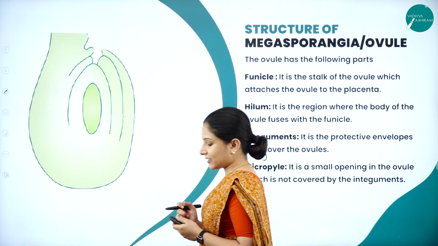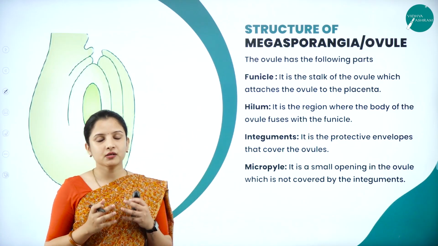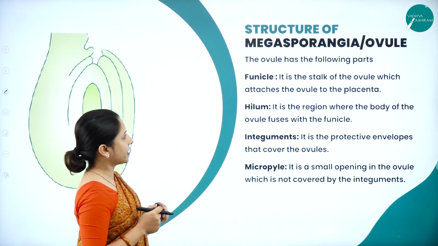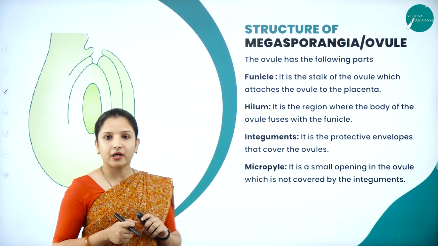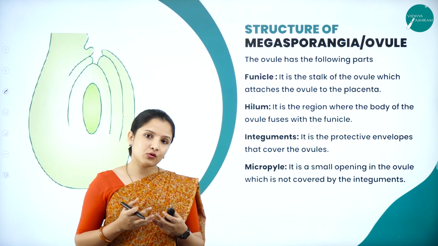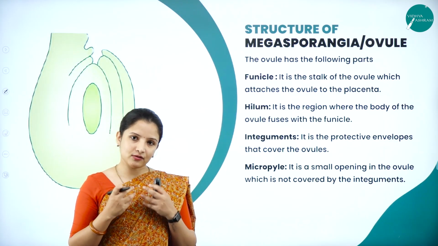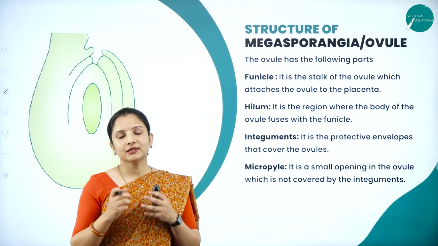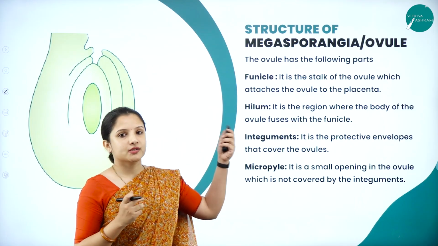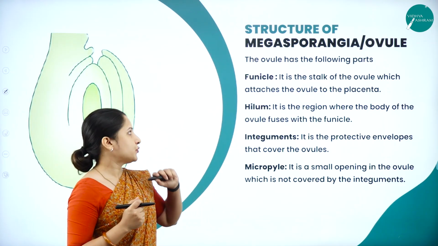So now let us study about the structure of the megasporangia. So what is this megasporangia? It is nothing but the ovule. So where is the ovule being present? Inside the ovary. So let us study about the structure of the ovule, which is nothing but the megasporangia.